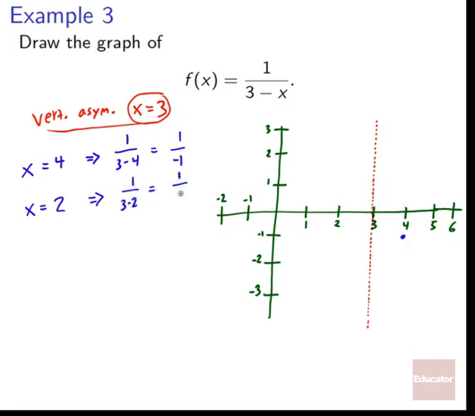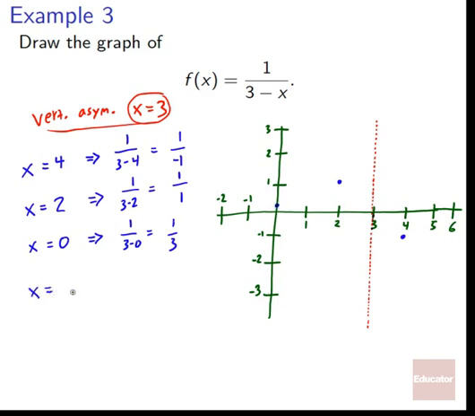So we'll get 1 over +1. 3 minus 2 is +1, so we'll be at +1 when we're at 2. We might still want a little bit more information, so maybe we'll also try x equals 0. At x equals 0, we'll get 1 over 3 minus 0, so we'll be at 1/3. So at 0, we're just 1/3 of the way up to our 1. So we'll put in that point there.